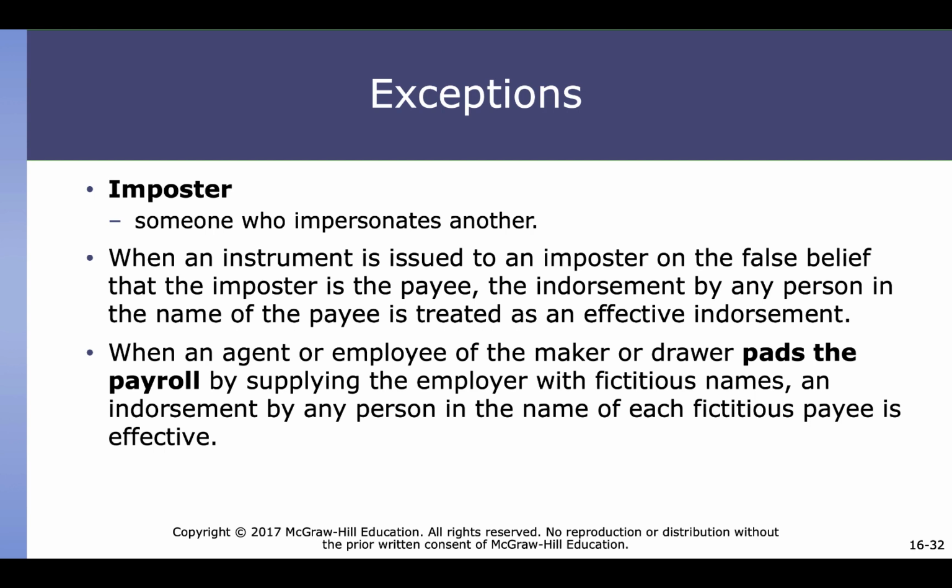All right, but there is an exception there. Someone who impersonates another. When an instrument's issued to an imposter on the false belief that the imposter is the payee, the endorsement by any person in the name of the payee is treated as an effective endorsement, even though it's really not. When an agent or employee of the maker or drawer pads the payroll by supplying the employer with fictitious names, an endorsement by any person in the name of each fictitious payee is effective. So we're not going to have a claim against the bank, for example, for paying on those negotiable instruments.